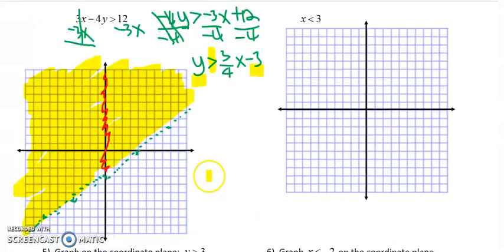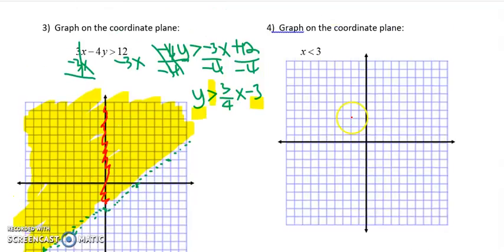So here are the answers. I looked at y and the sign and just the y-intercept, and then this is your y-intercept, negative 3, so I went up and shaded this side, and that was the part of the answer, so I used a highlighter this time to shade. So this is the answer, and I used a dashed line because there was no equal sign. Let's do number 4, graph on the coordinate plane.